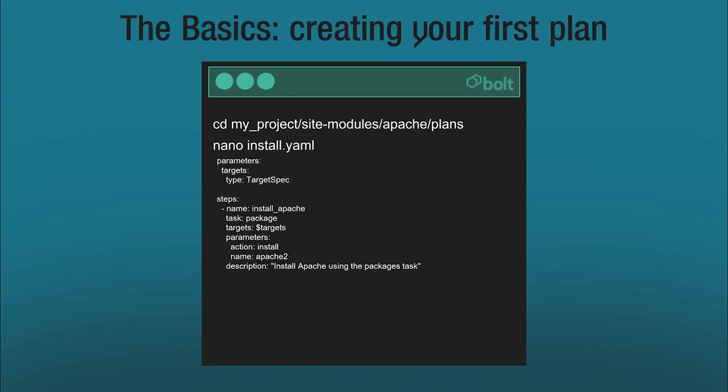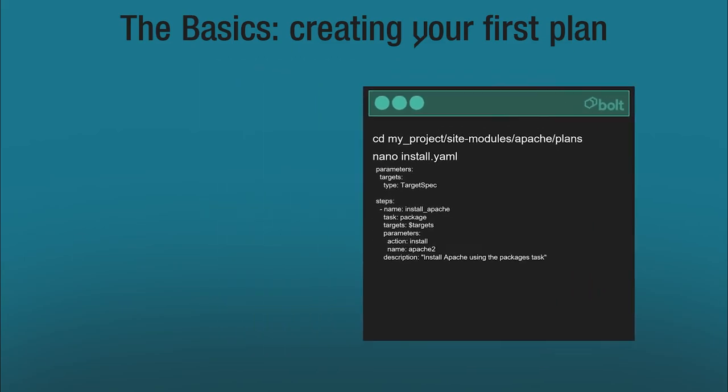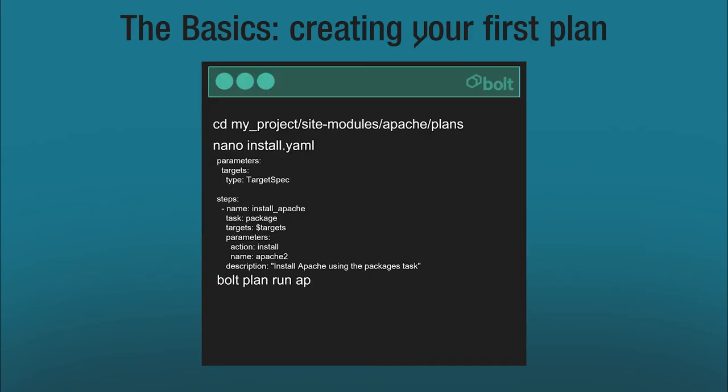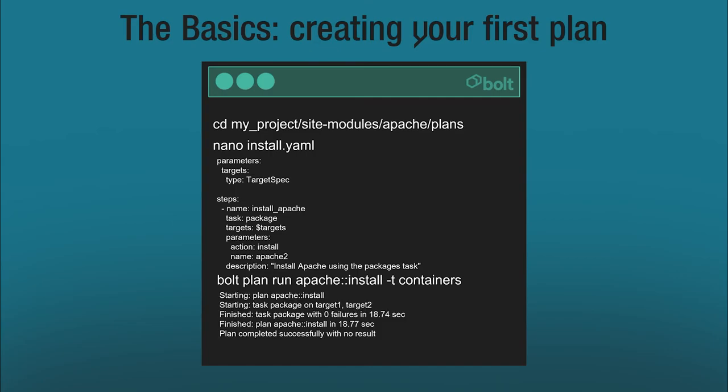The first part of the plan contains the parameters that the plan will have as input. The second part contains the different tasks the plan will run. Similar to a command, it will have the information about the targets and the actions taken. Your file structure should look like this. Feel free to pause the video if you want to look at it. Run the plan using the following command, and the output of the plan should look something like this.